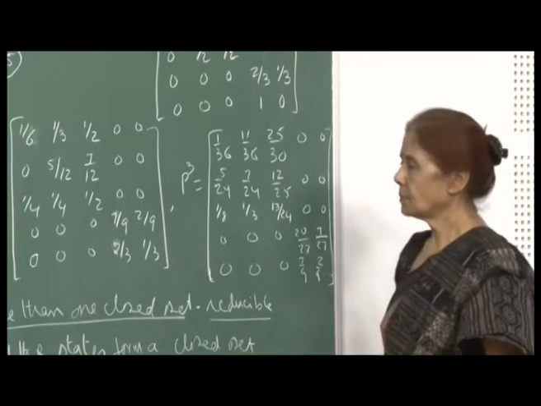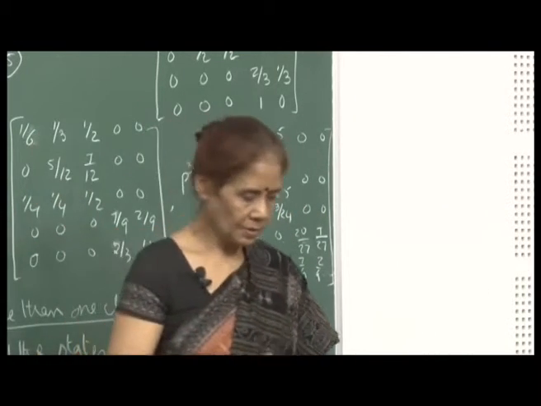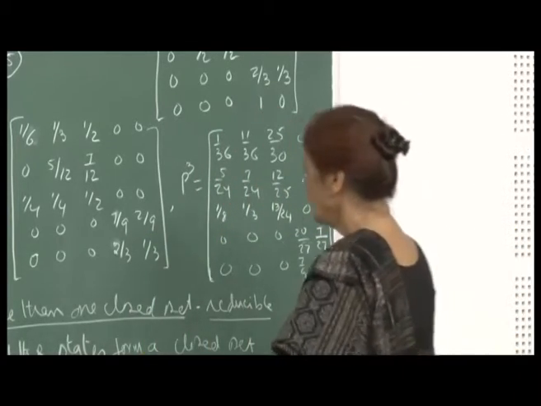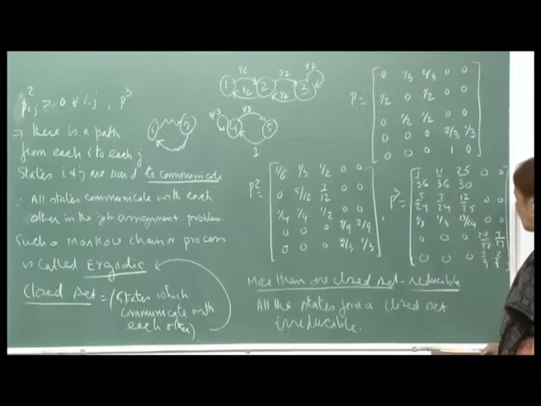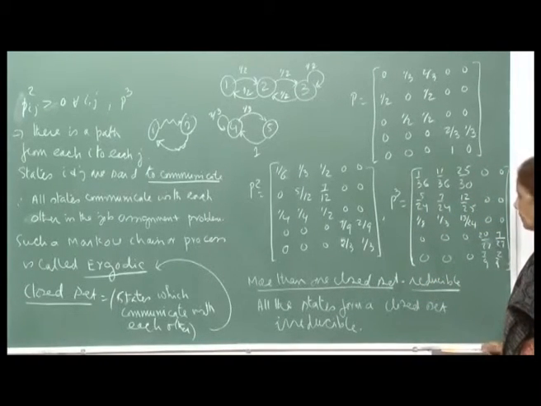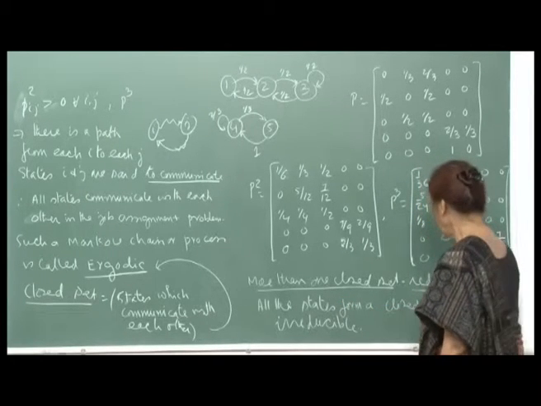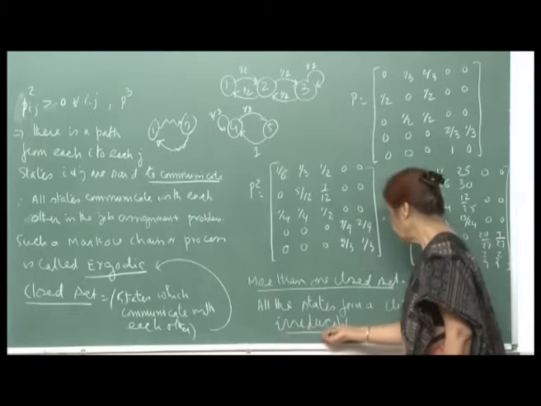So, therefore, this is the situation where all the states do not form a single closed set. In fact, if you have more than one closed set, we call such a chain or a process reducible. And if all states form one single closed set, then it will be irreducible.